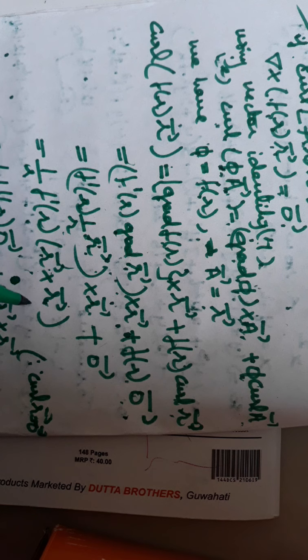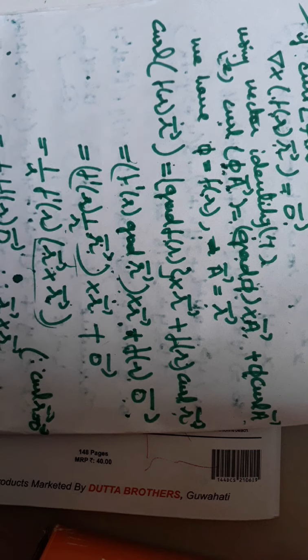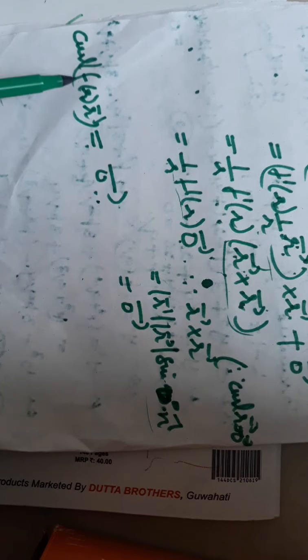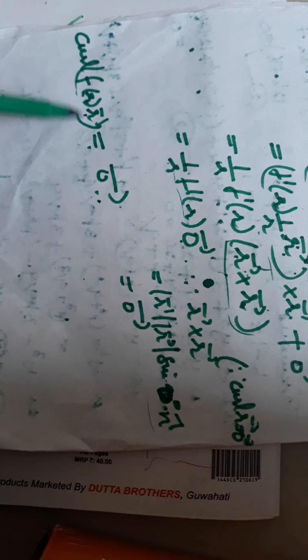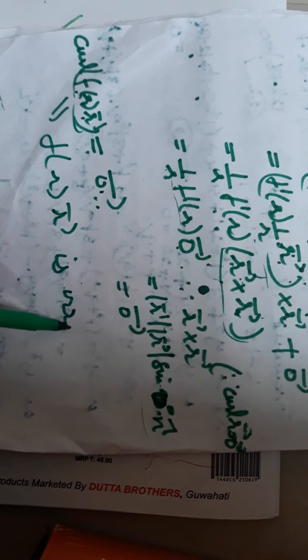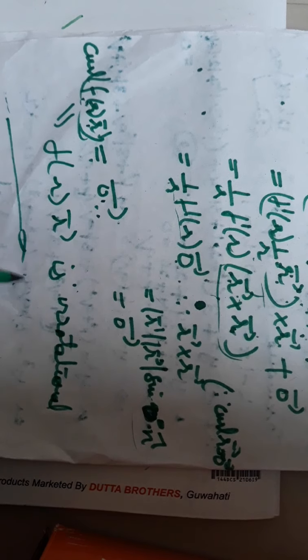But always remember that the cross product of the same vectors is always equal to 0 vector, by using the definition of the cross product of two vectors. So which is equal to 0. So thus we have curl of f of r into r bar equal to 0 vector. Once the curl of any vector is equal to 0 vector, it implies that f of r into r bar is irrotational. I hope it is clear to you.